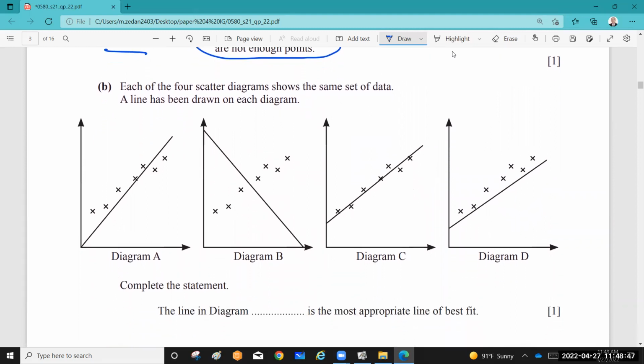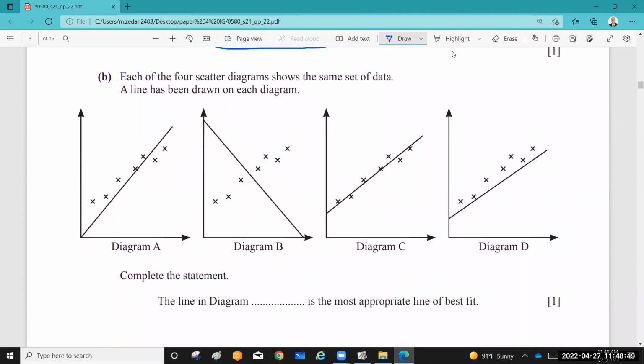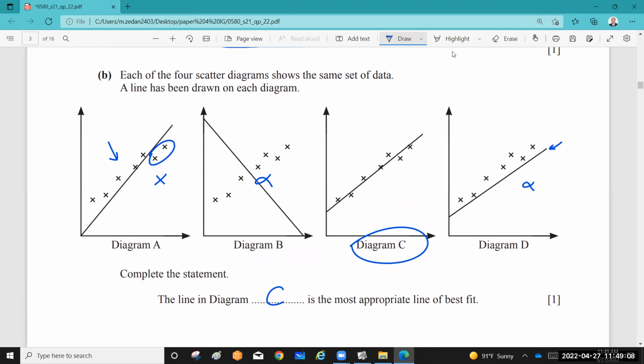For the best line of fit, this one, no, because you have 3 points here and more points here. This one is completely wrong. This one is even incorrect because the line lies completely below the values. This one is the best one, option C, because the line goes through all points, or all points are very close to the line.